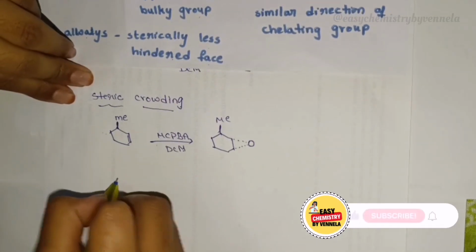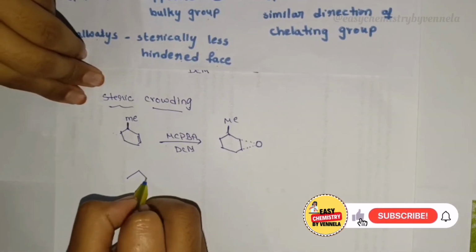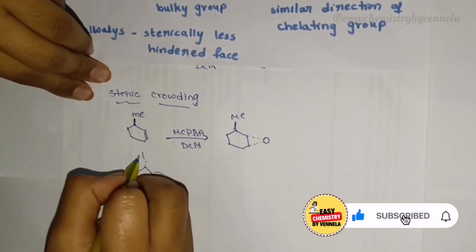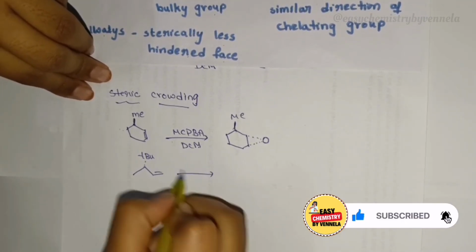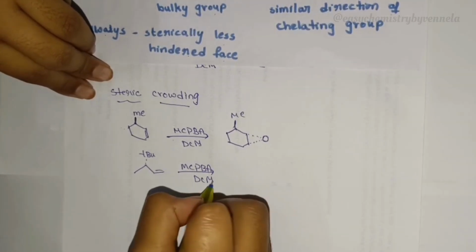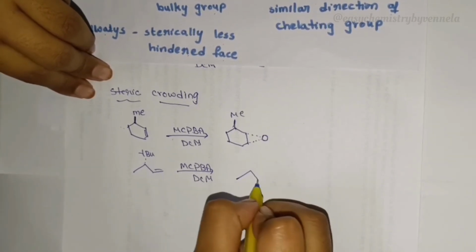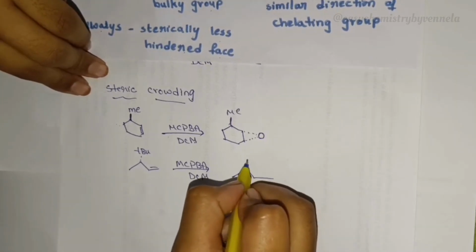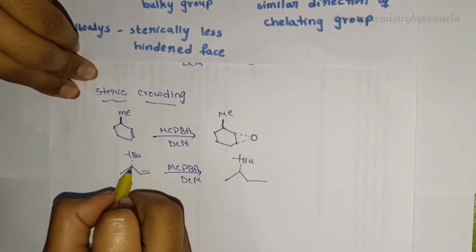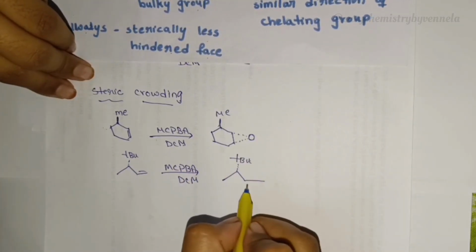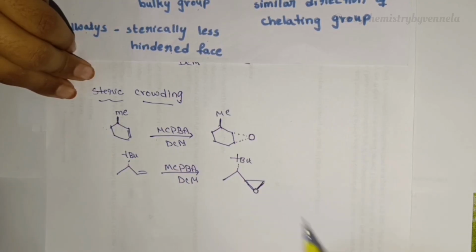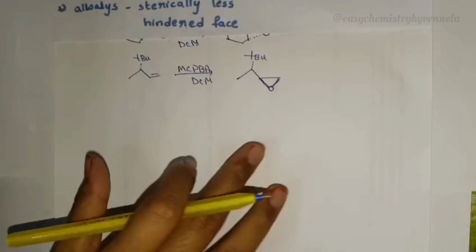Another example. Tertiary butyl, MCPBA, DCM. It is below the plane, so it will attack from above the plane, like this.